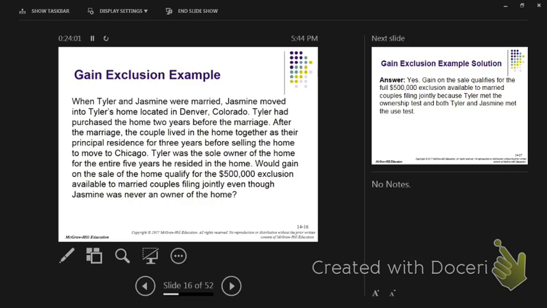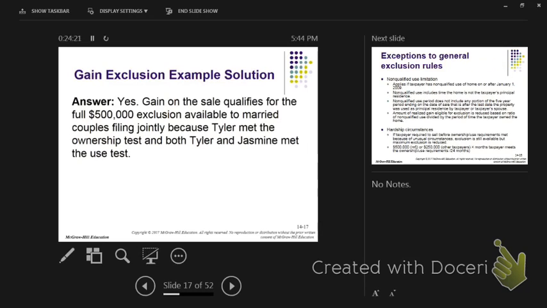Would the gain on the home qualify for the $500,000 exclusion, even though Jasmine never owned the home? Yes, because he was the owner, and he qualifies for the ownership, and they both lived in it for 2 out of the last 5 years. Even though he owns it, and that qualifies the ownership, they do both have to live in it to qualify for the use.